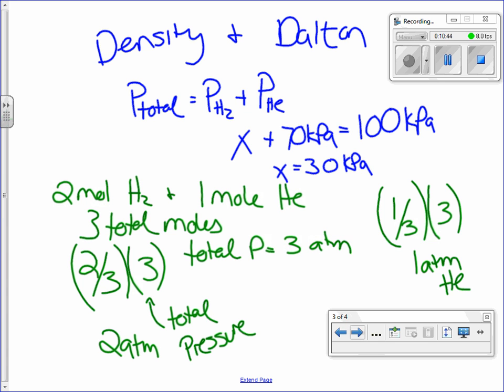Okay? You can check your answers. 2 over here plus 1 over here should equal your total pressure, which is 3, which it does. Okay? Those are the 2 ways to do Dalton's law.